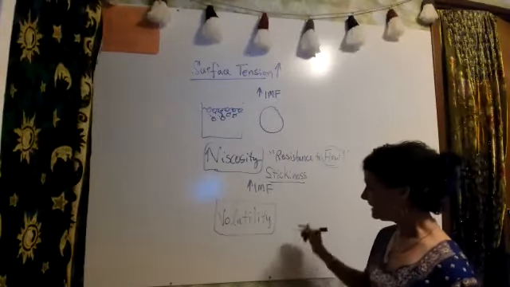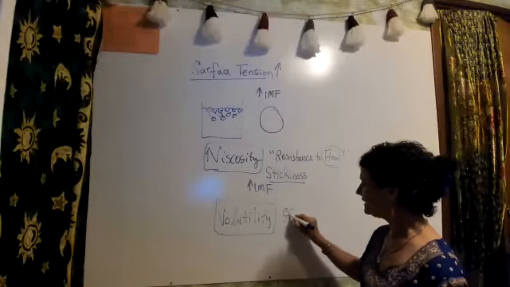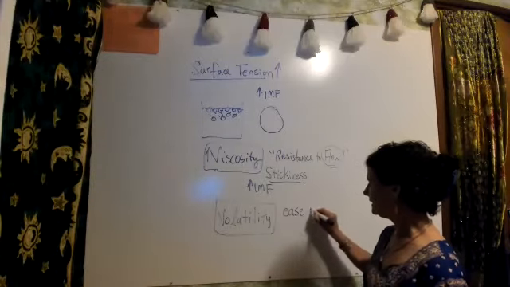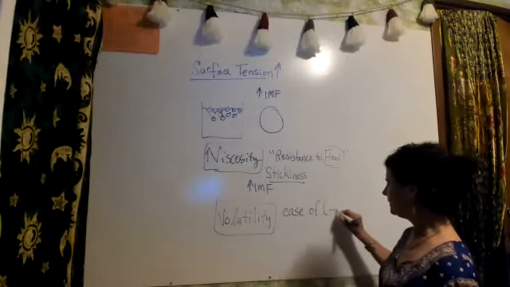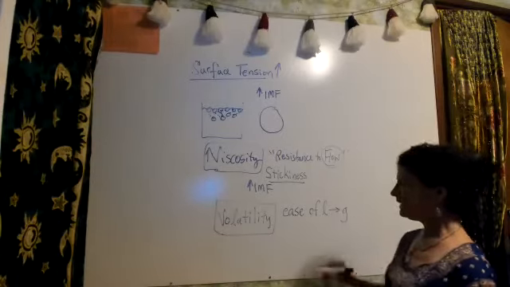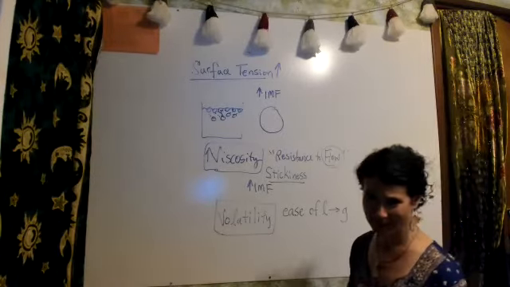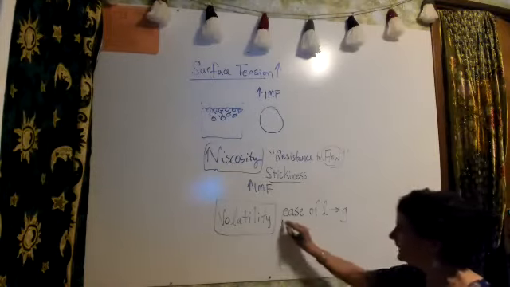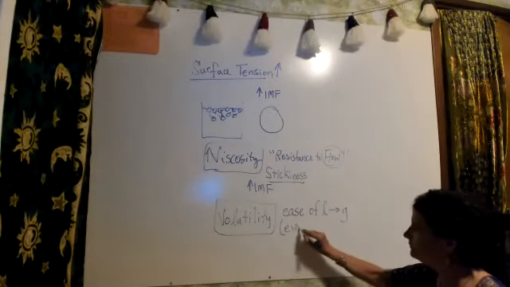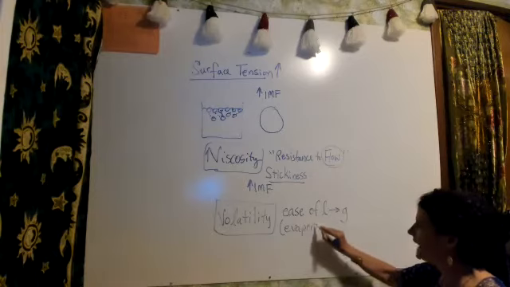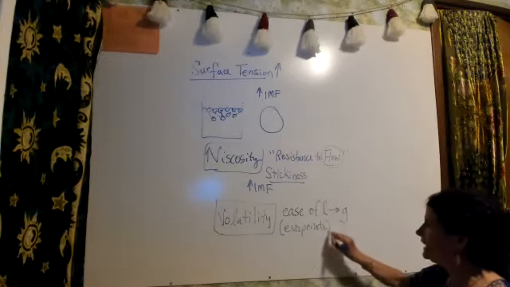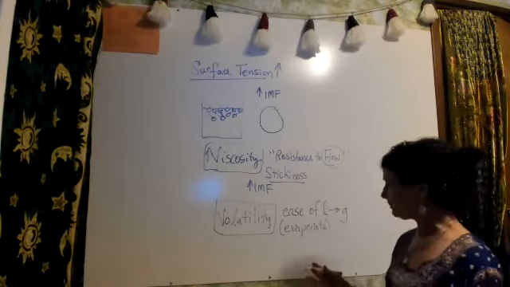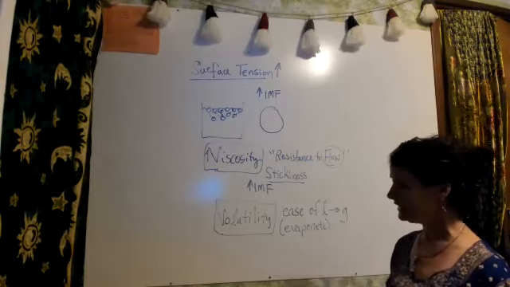So volatility is ease to change, ease of a liquid to become a gas. So the easier it is for something to change, to evaporate, right? The term for liquid to gas is to evaporate. The easier it is for something to evaporate, the more volatile it is.